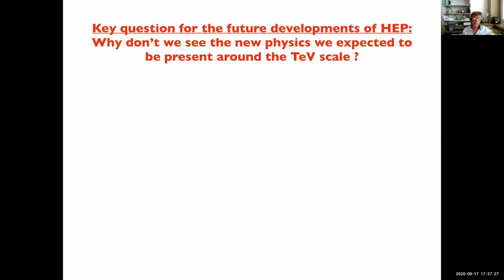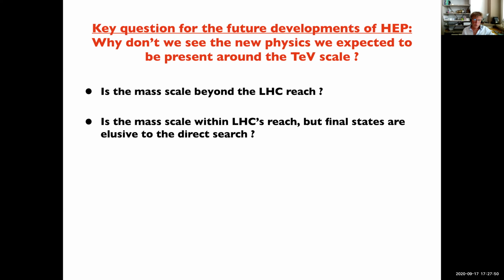So as we approach these future facilities and try to define what their potential should be, we have to start from this important question: why don't we see the new physics that we expected to be present around the TeV scale? Why don't we see it as yet at the LHC?